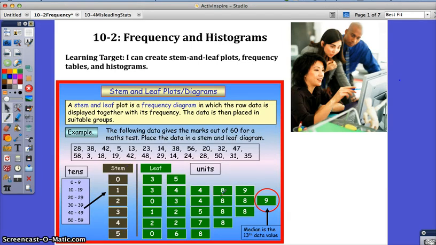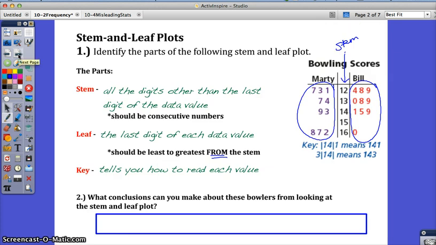If you are graphing two sets of data, you can do a back-to-back stem and leaf where they share the same stem down the middle, and then each set of data spans out one on each side. So Marty's bowling scores are on the left and Bill's bowling scores are on the right. Copy down these definitions. If you need to pause, please do that now.